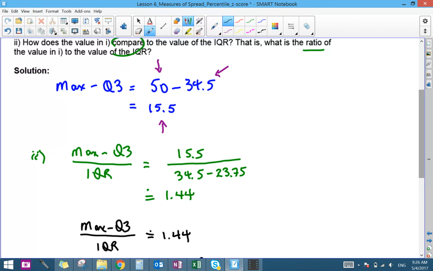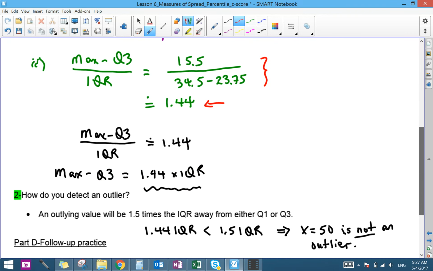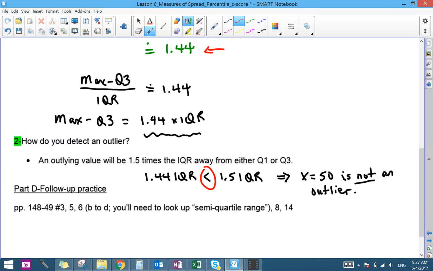So just to recap here, figure out that distance. Figure out the deviation: how far above the quartile is that new value, or below it? Make a ratio from it, so compare that deviation to the IQR and assess the size. If it is less than 1.5, you've got yourself a value that is not an outlier. If it's greater than, then you're looking at an outlying value.